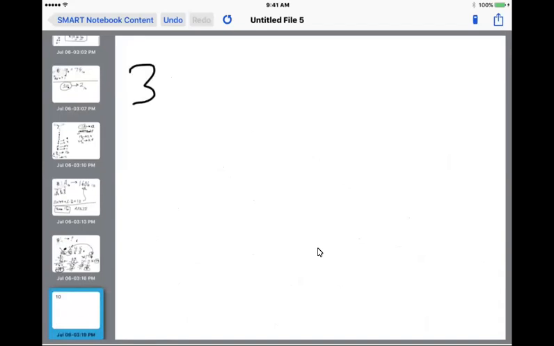So this is 358. Can you convert it into base 7? And I'm going to let you guys chat about it. I'll mute myself.